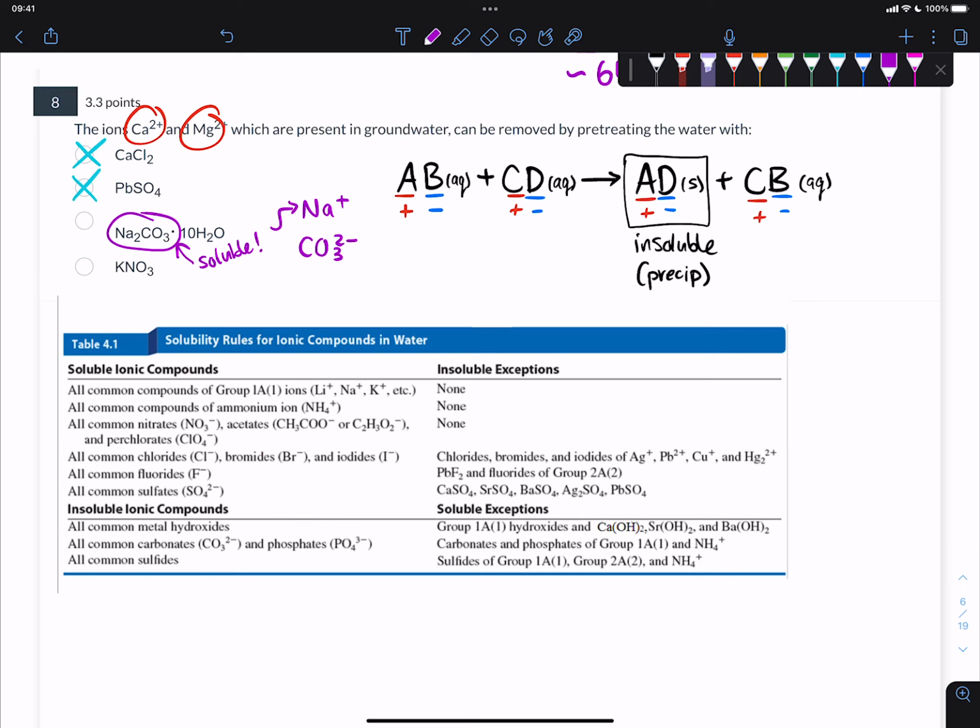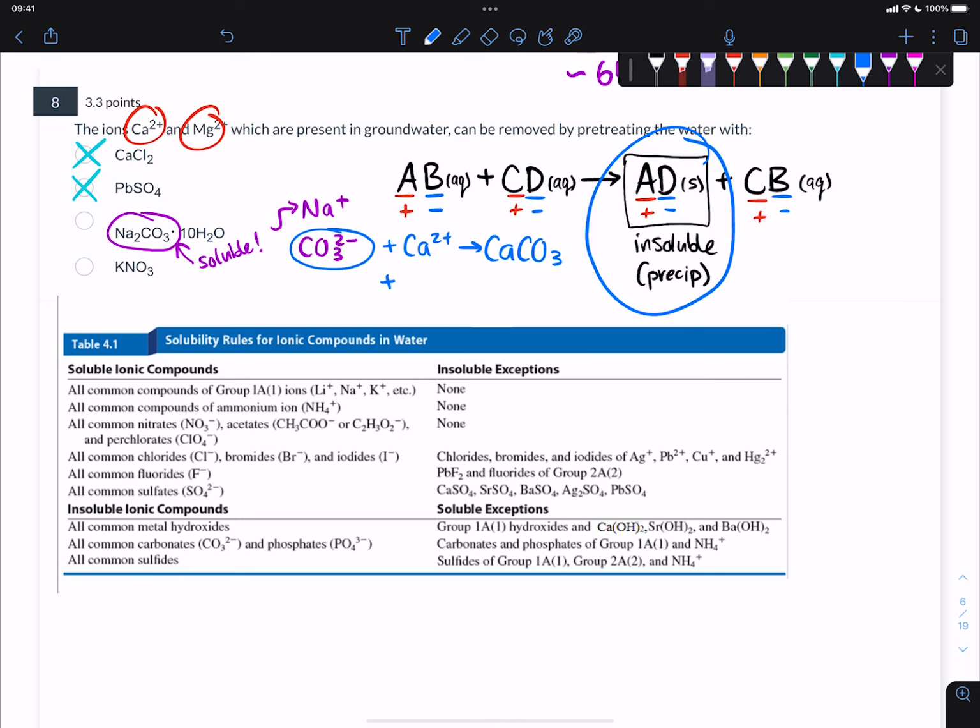Then you have to ask yourself, clearly the carbonate ions are going to pair up with the calcium and the magnesium. Are carbonate ions going to create something insoluble that you can pull out of the water? Let's see what happens here. If the carbonate ion pairs with the calcium 2 plus ion, you get calcium carbonate. And if the carbonate ion pairs with the magnesium 2 plus ion, you would get magnesium carbonate.